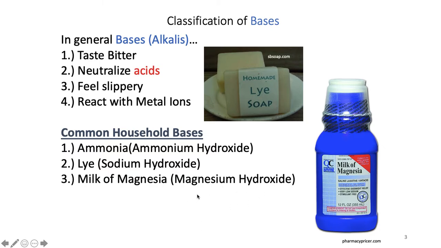What happens when you take a base, like milk of magnesia, which has magnesium hydroxide as the active ingredient, is that you drink it and it hits your stomach. The reason you have heartburn is because you have an excess of acid, HCl, in your stomach. The base you're drinking neutralizes the extra acid, producing water, and it makes your heartburn go away because you got rid of that excess acid.